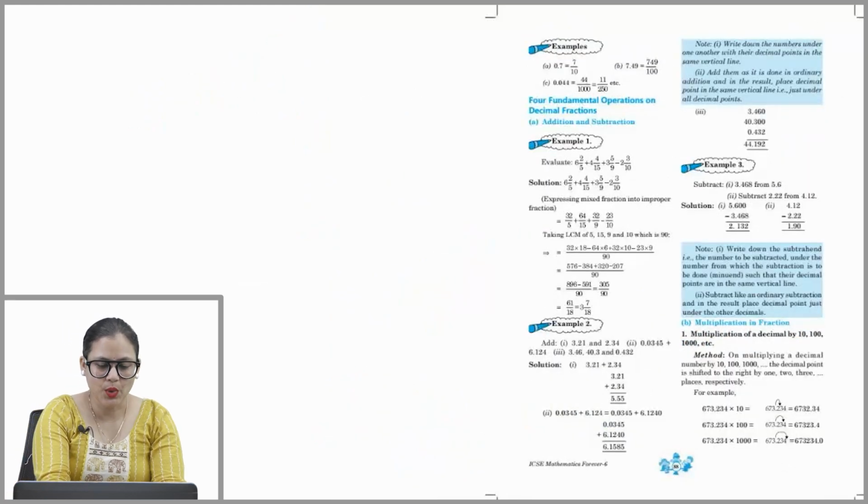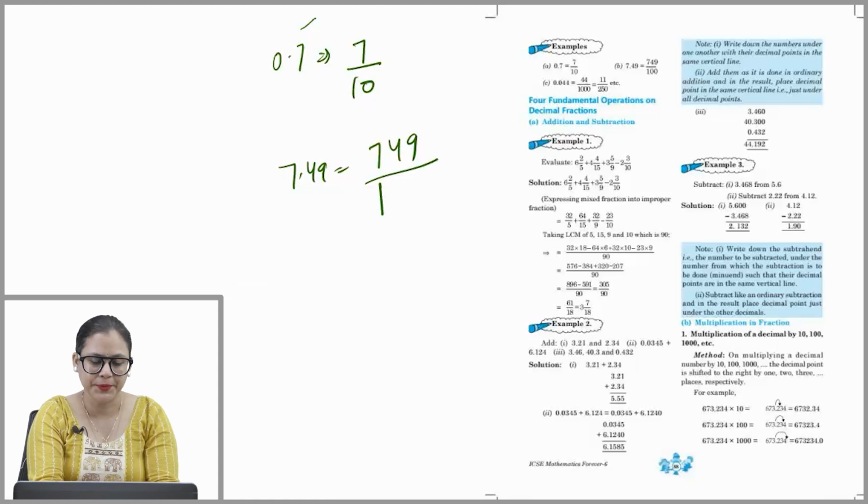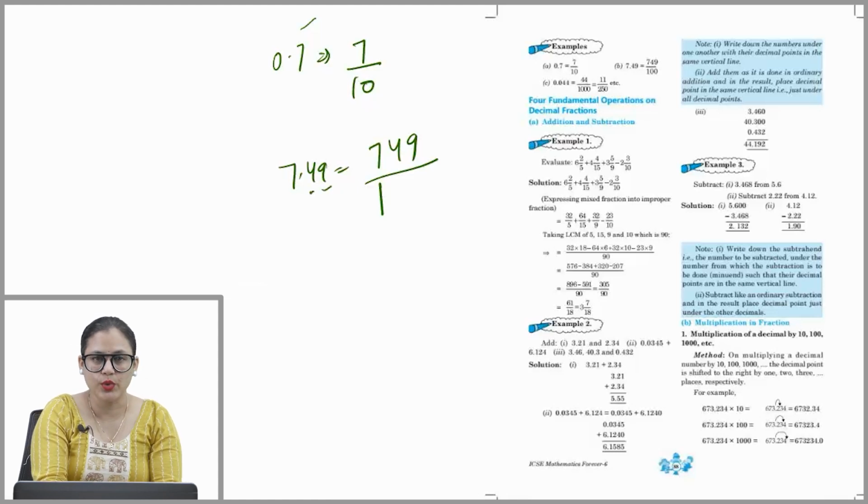Example is 0.7, which is 7 by 10. Why 10? Because there is only one decimal place. Then 7.49: first write the digits as they are without the decimal, then write 1 in the denominator and put zeros. How many zeros are you going to write here? See, 1, 2. There are 2 decimal places, so you will write 2 zeros.